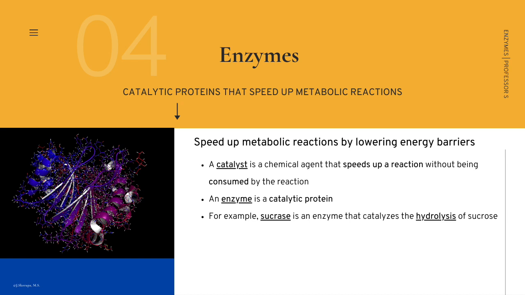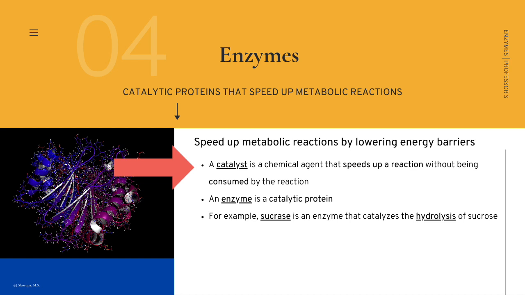Enzymes are defined as catalytic proteins that speed up metabolic reactions. We're going to break this definition down. First, recall that proteins are made of amino acids and need to be folded properly for them to function. This image of a protein shows the 3D structure. We can see the alpha helices and the beta-pleated sheets, shown as arrows. Most enzymes are made of proteins.